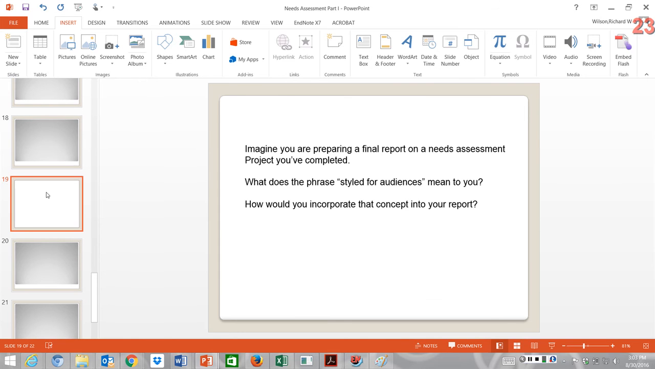Imagine you are preparing a final report on a needs assessment project that you've completed. What does the phrase "styled for audiences" found in the previous slide mean to you? And how would you incorporate that concept into your report? I want you to think about that for a few moments, and then we'll talk a little more.